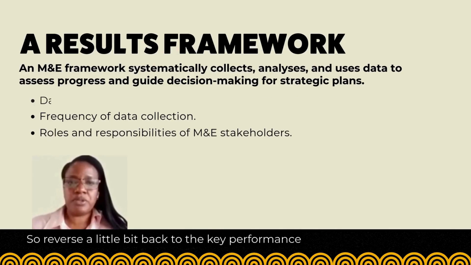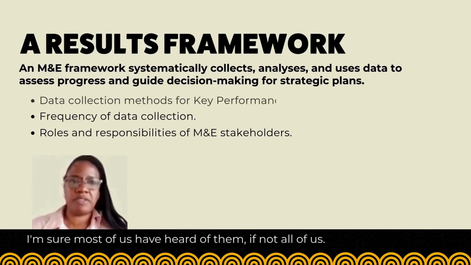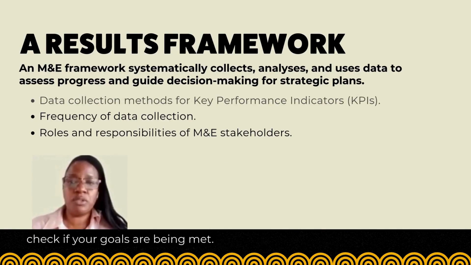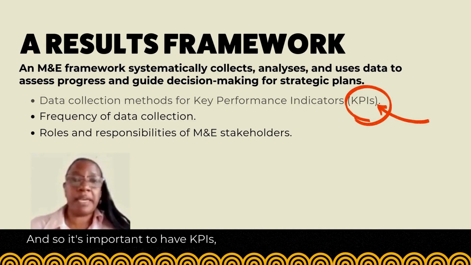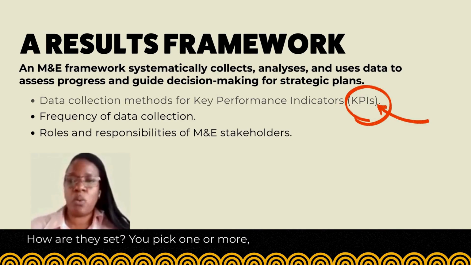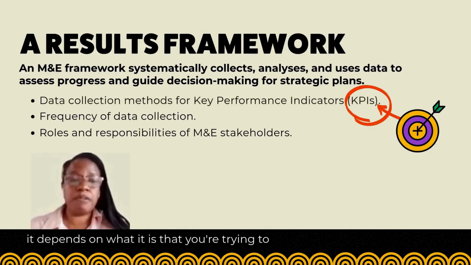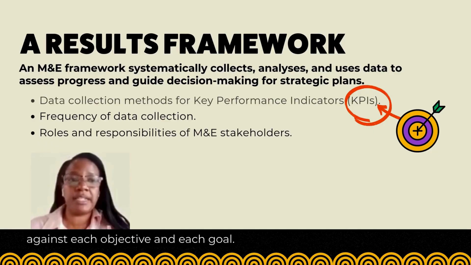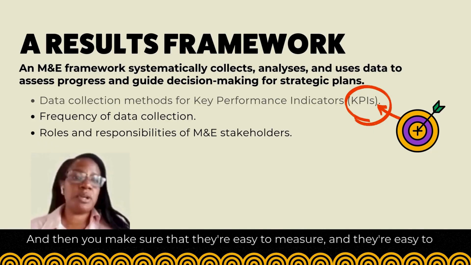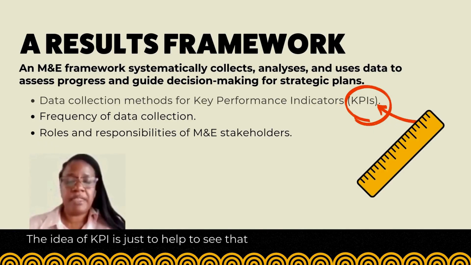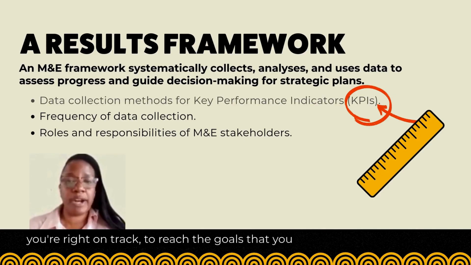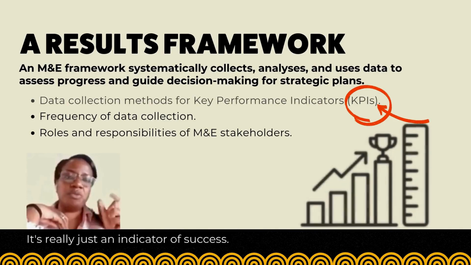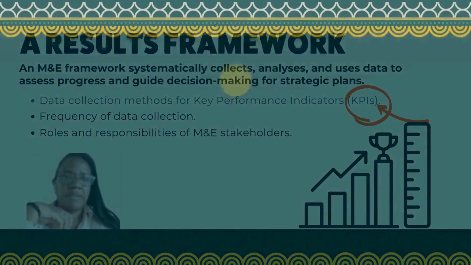So reverse a little bit back to the key performance indicators. I'm sure most of us have heard of them, if not all of us. They're literally just clear and measurable ways to check if your goals are being met. And so it's important to have KPIs, as we like to call them. How are they set? You pick one or more for each goal, for each objective. It depends on what it is that you're trying to achieve. That will help determine how many you want to put against each objective and each goal. And then you make sure that they're easy to measure and easy to understand. The idea of KPIs is just to help to see that you're right on track to reach the goals that you have set, or the priorities or the objectives. It's really just an indicator of success.